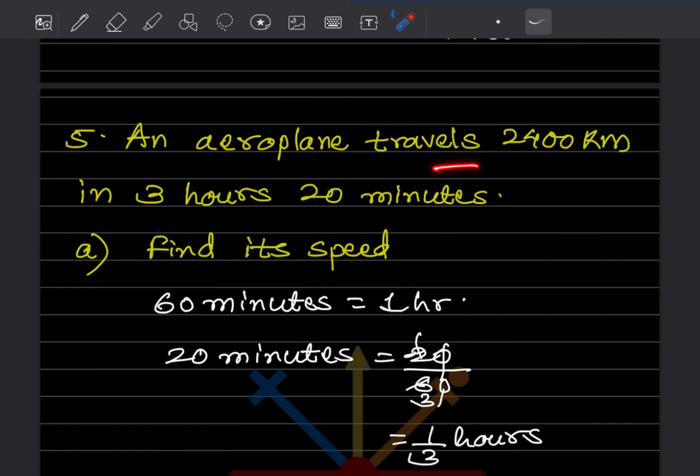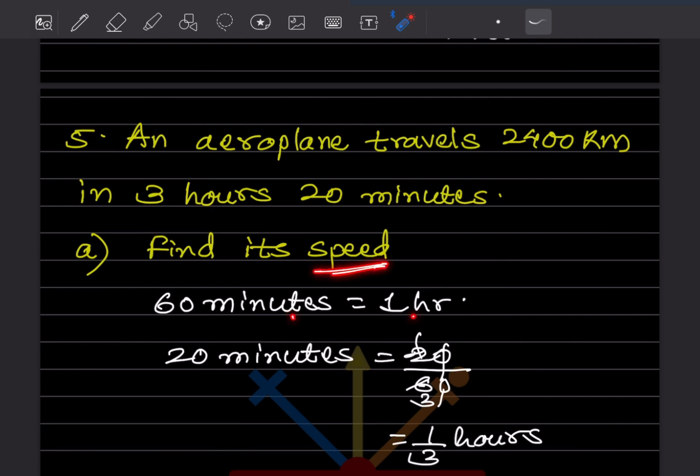An aeroplane travels 2,400 km in 3 hours and 20 minutes. Now see here, this is in kilometers, but this is 3 hours and again we have these minutes. So these minutes we have to convert into hours. This is very important because we need the answer in kilometers per hour. So now we have to find the speed.